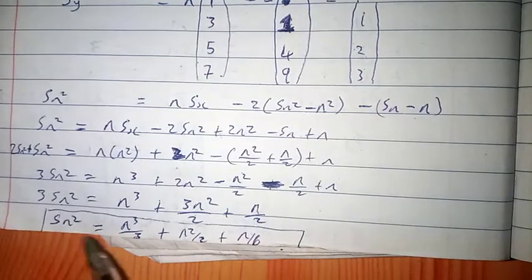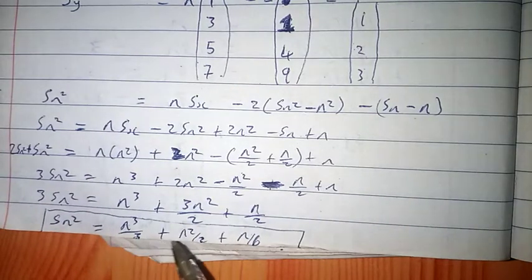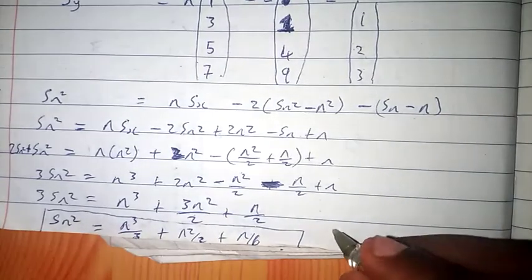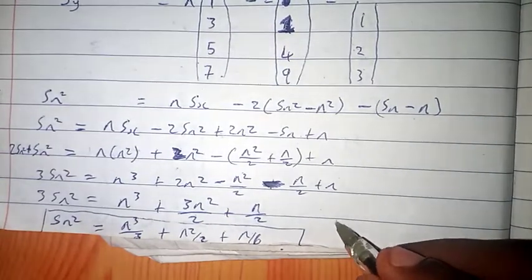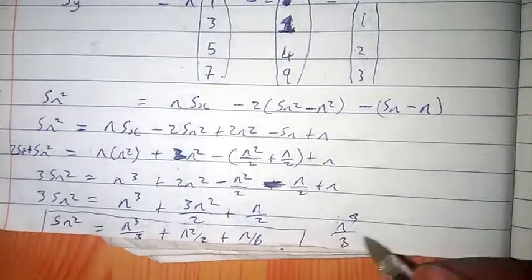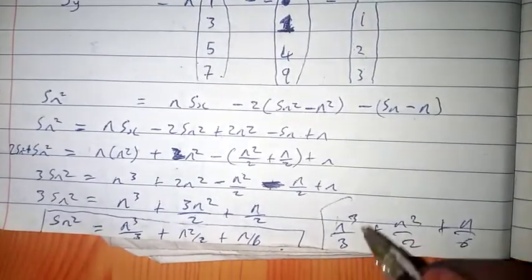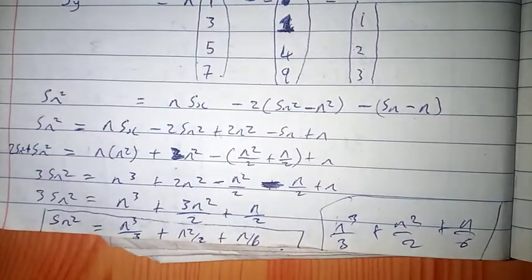Now 3 Sn square is equal to this, divide throughout by 3, and we end up with the formula for Sn square, which is n cube upon 3 plus n square upon 2 plus n upon 6. So this is proved basically. So this is how you go about proving it.